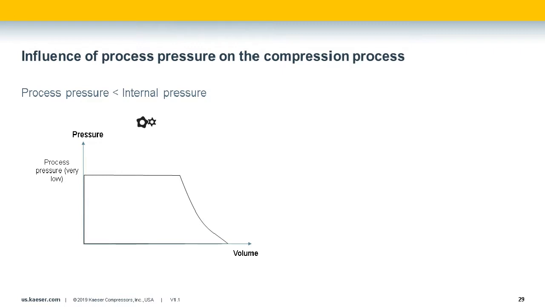For most internal compression machines, the system pressure is lower than the internal pressure of the blower. Excessive compression followed by re-expansion of the excessively compressed volume occurs in the discharge piping. So here we have, before when we had the rectangular box, now we have this curved box.